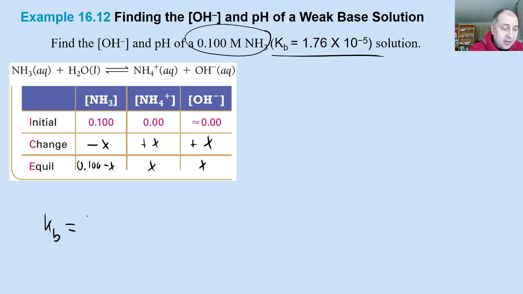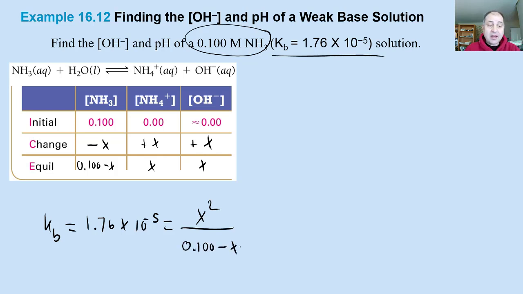The equilibrium expression, Kb is 1.76 times 10 to the minus 5, which is going to be equal to x squared divided by 0.100 minus x. I will make the same assumption I did before, that the percent dissociation is less than 5%, which will make this 0.100. Solving for x, I get x squared equals 1.76 times 10 to the minus 5, which is the Kb, times the initial concentration of the base, which is 0.1. And if I take the square root of both sides, this is then x.